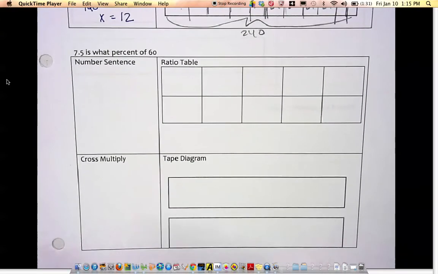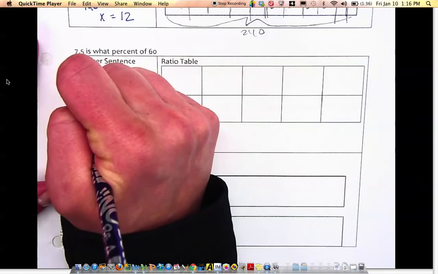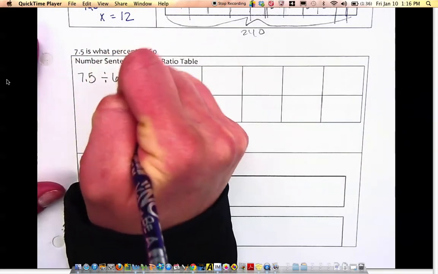This next one says 7.5 is what percent of 60? So in this particular case, we don't have the percent. We have the two numbers. And if you should remember from class, when we don't have the percent, we're going to divide to get it. When we're given the percent, we're going to be multiplying to figure out what the parts are. Okay? So I'm going to write this as a number sentence, 7.5 divided by 60.